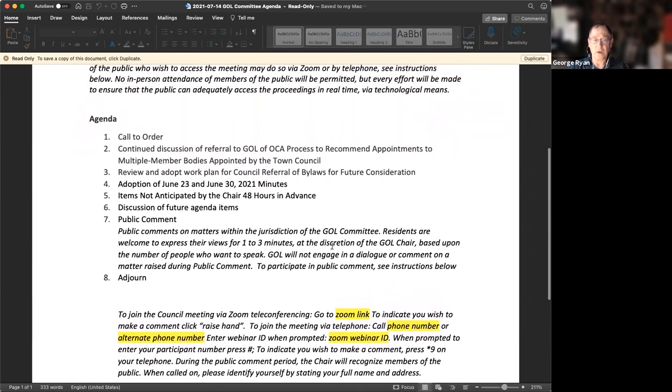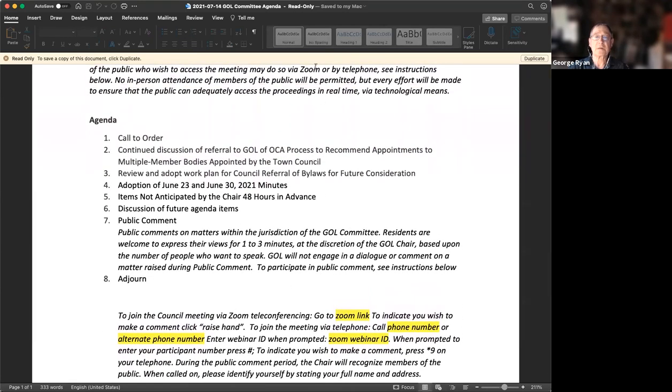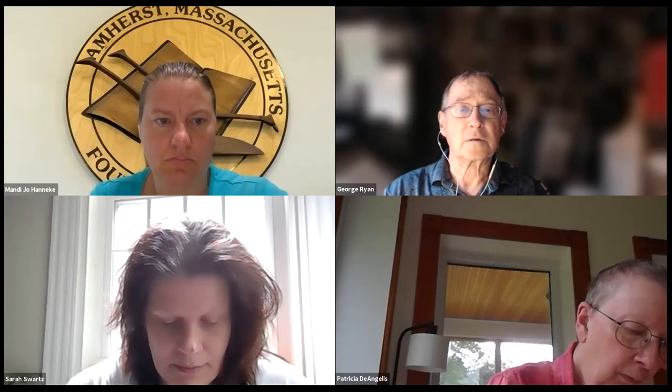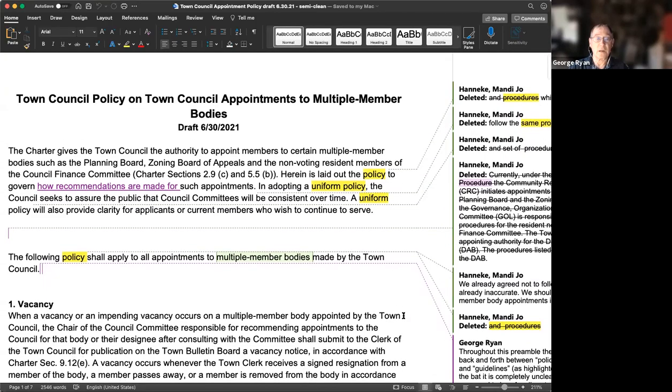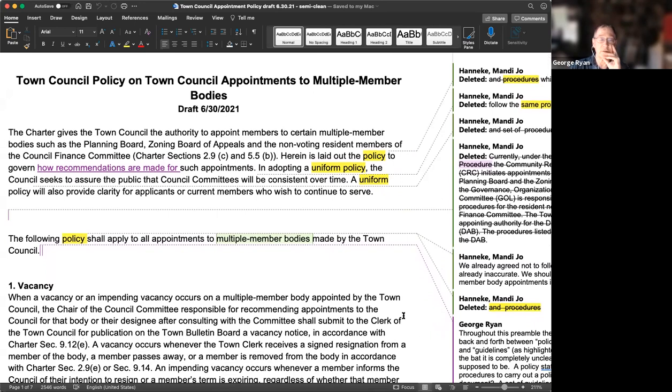So we're going to go right to the OCA process. So I'm going to stop sharing here. I'm going to close this. And I'm going to open this. Push your screen. Okay. So everyone should see on their screen the latest version of the OCA process that we are reviewing.